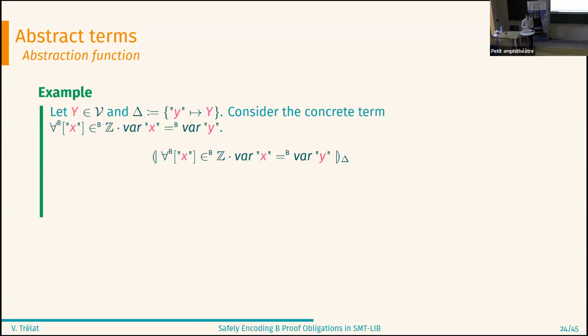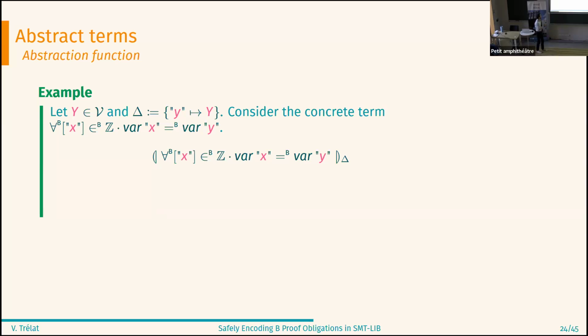Okay, just an example of the abstraction. So consider this term: for all x and z, var x is equal to var y. Y is a free variable here, so we have to take it into the renaming context delta and rename it to capital Y, which is an element of the set of abstract variables.